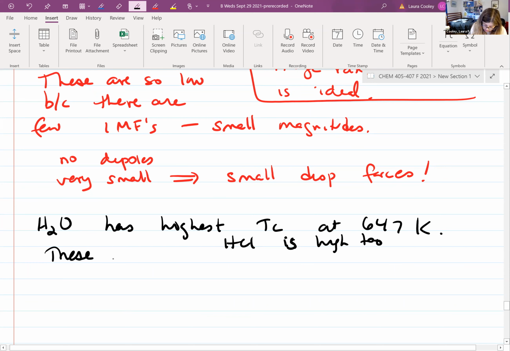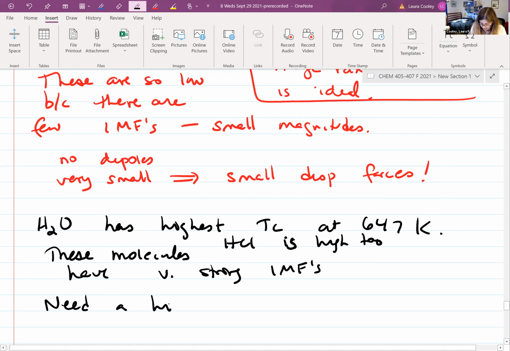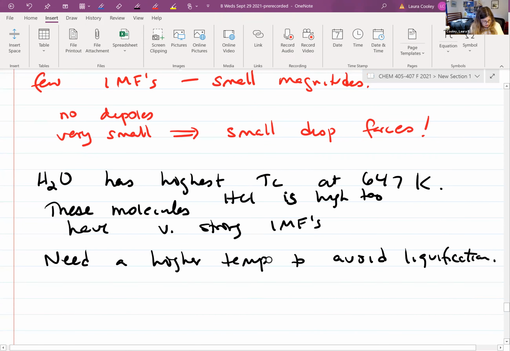And that's because these gases, or these molecules, I should say, have very strong intermolecular forces. You need a higher temperature to avoid liquefaction, because those intermolecular forces are pulling them together to become a liquid. Okay.